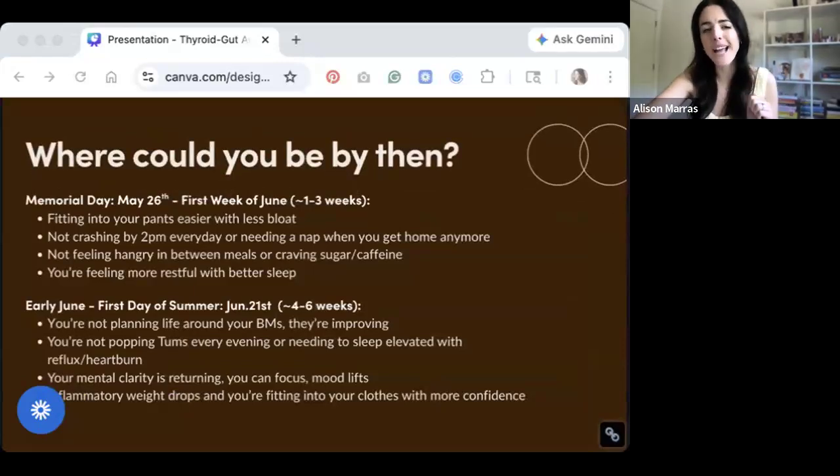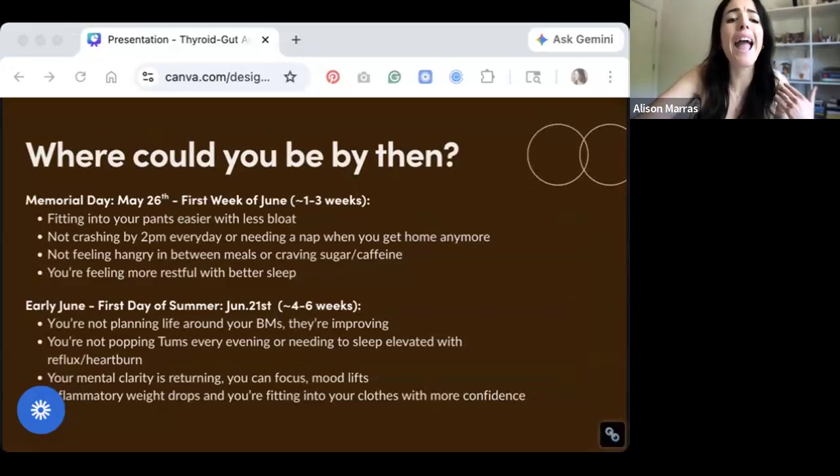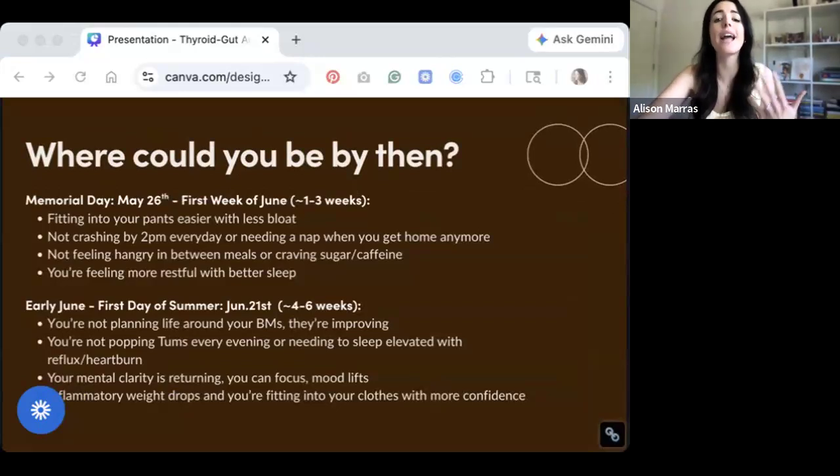So I wanted to like forecast this out with that in mind. Where could you actually be? Today is May 12th, right? So where would you actually be if you master everything that we give you, right? By Memorial Day, first week of June, less bloat. We're fitting into our pants a little bit easier. We're not crashing at 2 p.m. or needing a nap when we get home, right? We're not feeling hangry in between our meals or craving sugar and caffeine just to get through the day. You're feeling more restful with much better sleep.